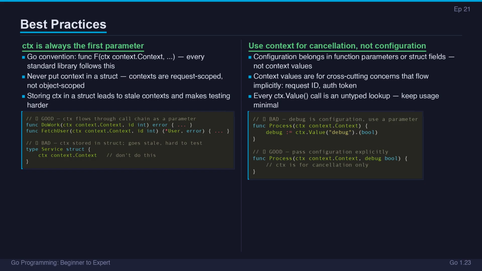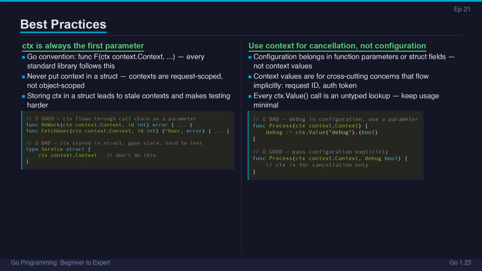Callers expect it. Never store a context in a struct. Contexts are request scoped. They represent one operation, not an object. If you store a context during construction and use it in a method later, you'll be using the wrong context for that later request. The fix is always to accept a context in each method that needs one.